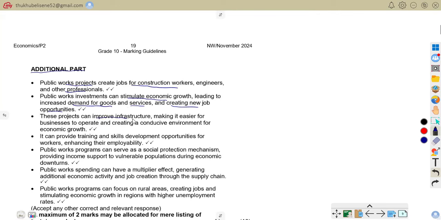These projects can improve infrastructure, making it easier for business to operate and creating a conducive environment for economic growth. It can provide training and skills development opportunities for workers, enhancing their employability. So it will provide training for workers so that it will be easy for them to access jobs. Also, public work programs can serve as a social protection mechanism, providing income support for vulnerable populations during economic downturns. Public works spending can have a multiplier effect, generating additional economic activity and job creation through the supply chain.